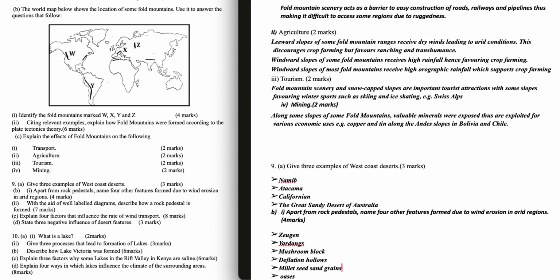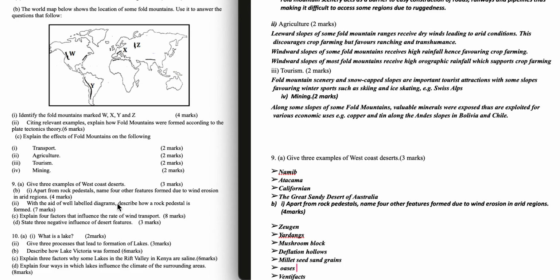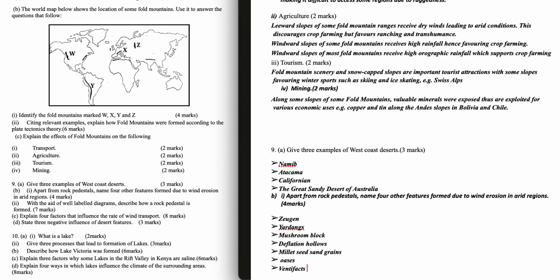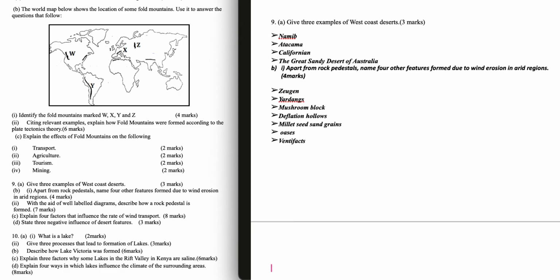Question 9b1. Apart from the rock pedestals, name 4 other features formed due to wind erosion in arid regions: Zeugen, yardangs, mushroom block, deflation hollows, millet seed sand grains, oases, ventifacts.